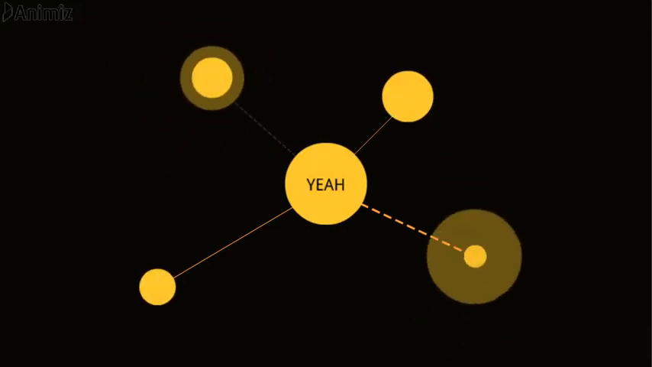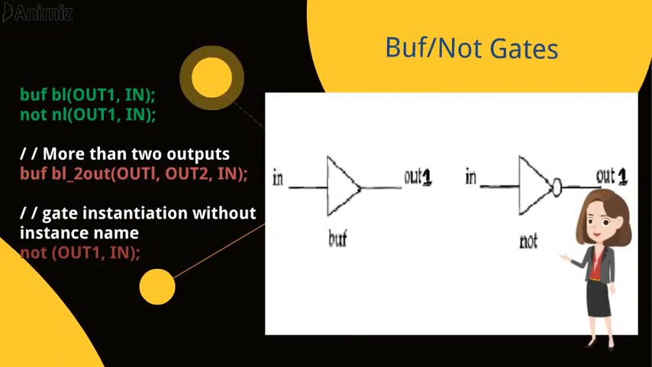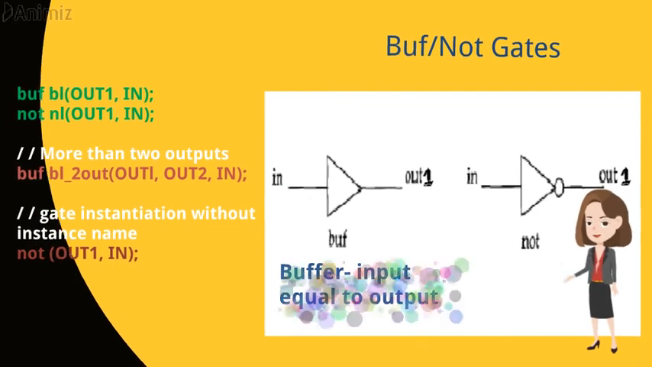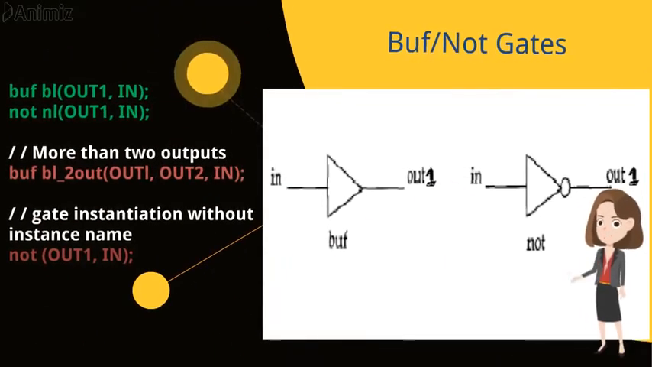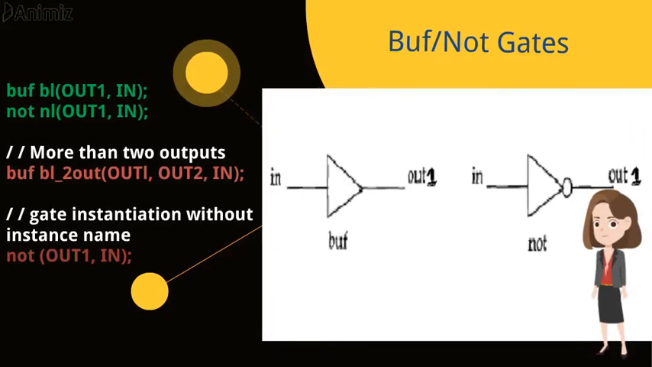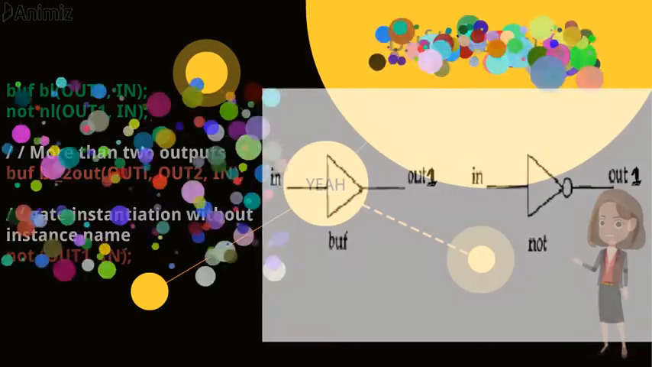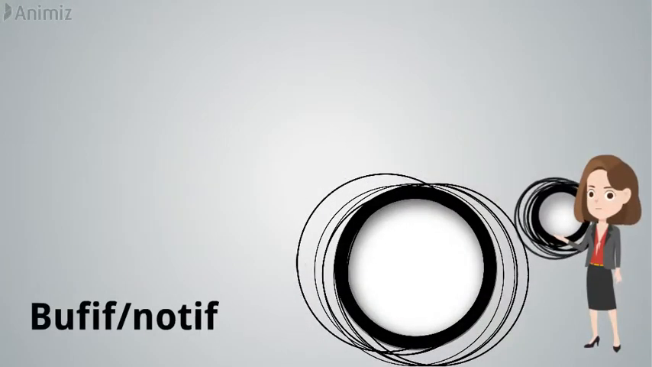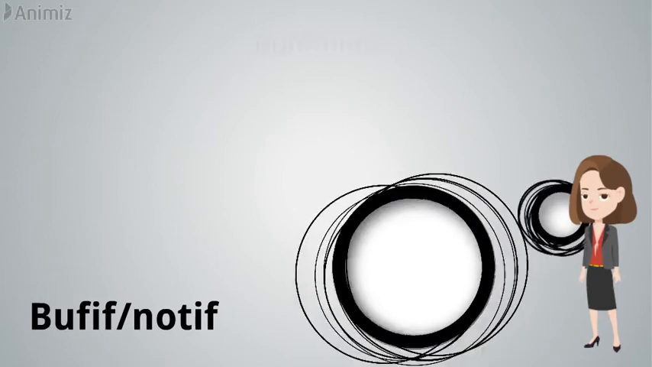Next, buf/NOT gates have one scalar input and one or more scalar outputs. The last terminal in the port list is connected to the input and the other terminals are connected to the outputs. Here there are two outputs, out1 and out2, in this example.